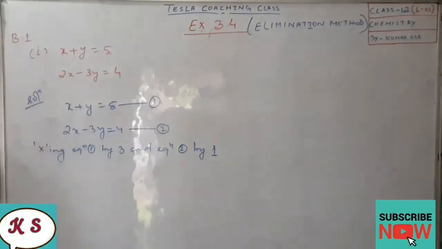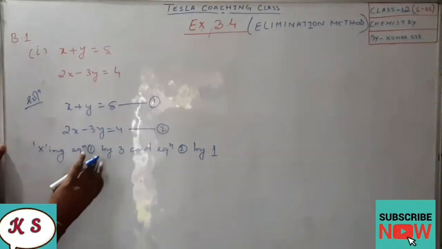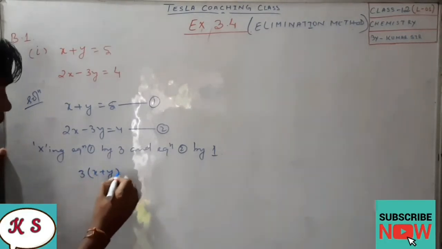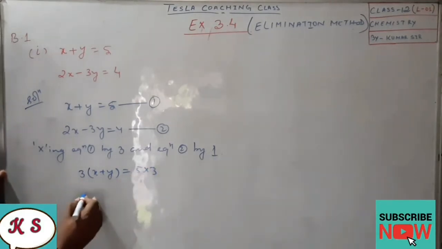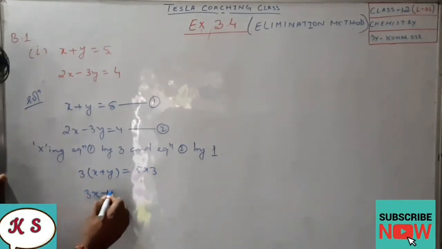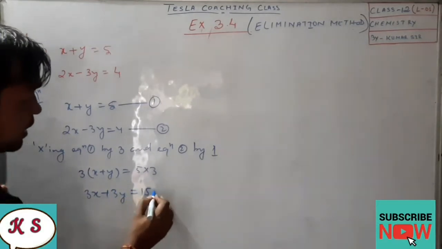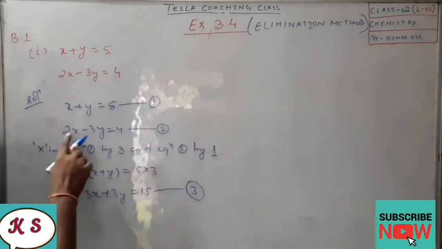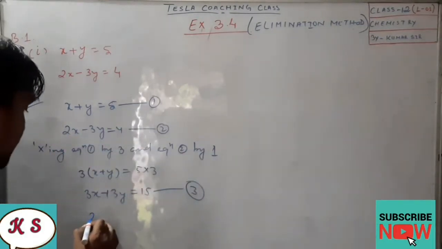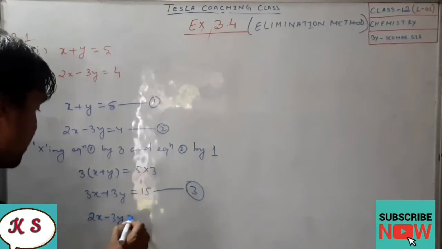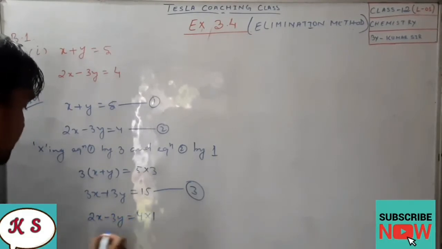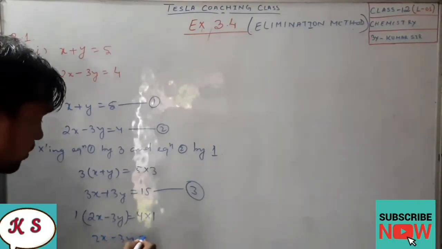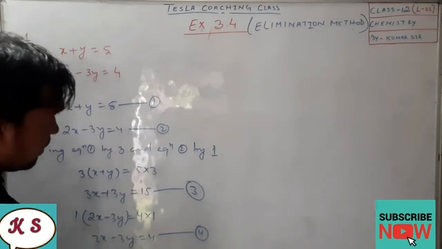Got it? So when you multiply, what will you get? Multiplying equation 1 by 3: x plus y equal to 5 into 3, so you will get 3x plus 3y equal to 15. That is equation number 3. Now multiplying equation 2 by 1: 2x minus 3y equal to 4 into 1, the whole thing into 1, so it will be the same, 2x minus 3y equal to 4. This is your equation number 4.